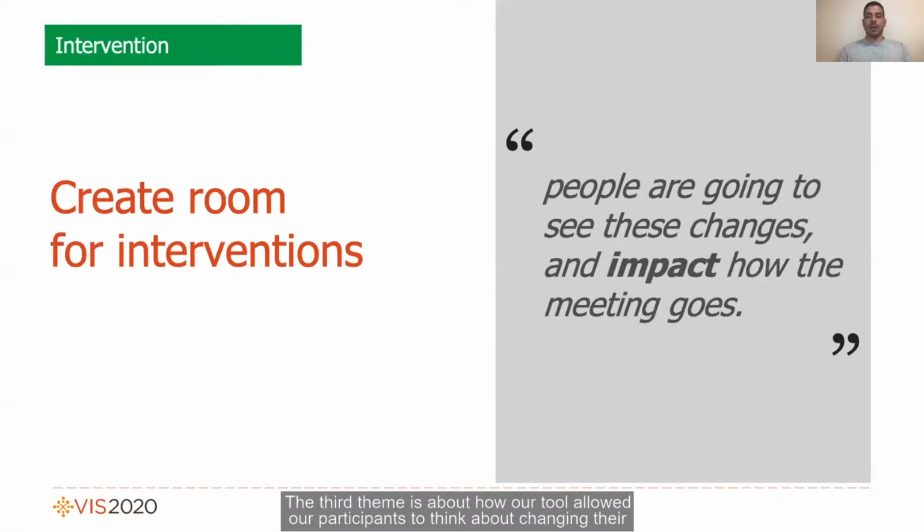The third theme is about how our tool allowed our participants to think about changing their attitude towards others. In a sense, it provided the means to identify when they could intervene through the changes in the emoji cloud visualization. But in the end, it was entirely up to them to try to change the course of the meeting.